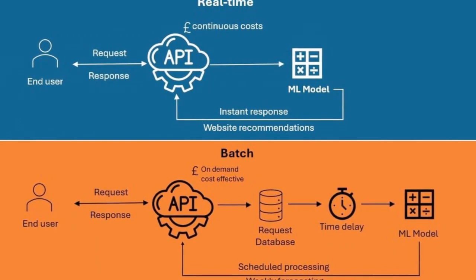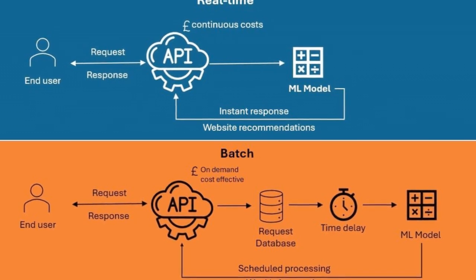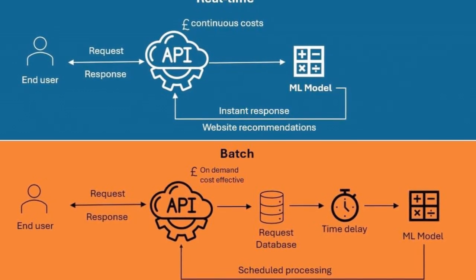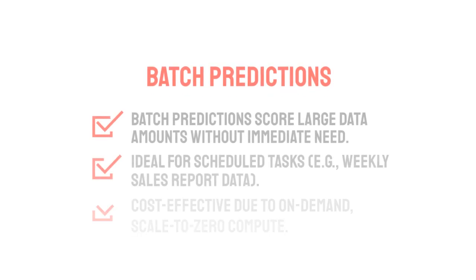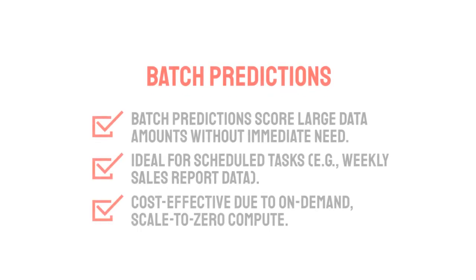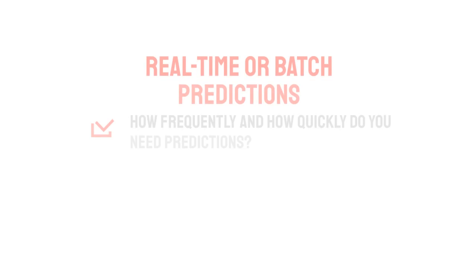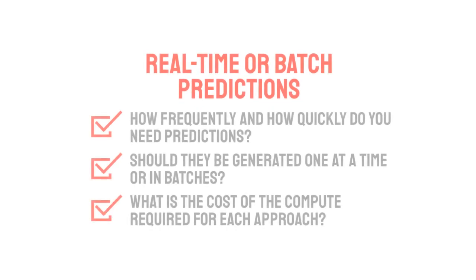Batch predictions. Use a batch endpoint when you need to score a large amount of data at once and don't require an immediate response. For example, a model that predicts weekly sales can be run on a schedule, with the results saved to a database for later use in a report. The compute for a batch endpoint is on demand and can be scaled down to 0 when idle, making it a more cost-effective option.